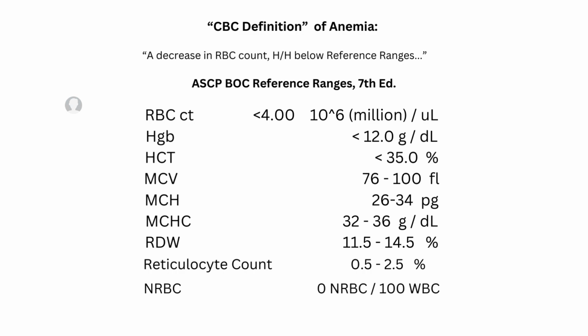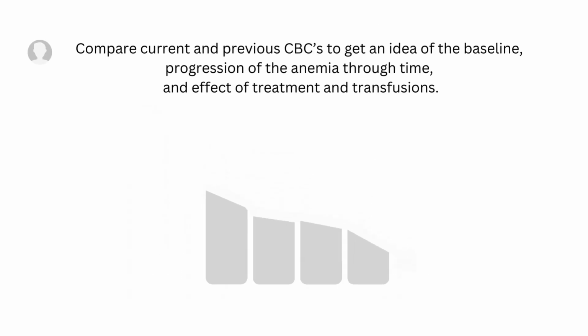RBC count is less than 4 million per microliter, hemoglobin less than 12 grams per deciliter, hematocrit less than 35%, and pay particular attention to MCV, which is stated as 76 to 100 femtoliters, and be familiar with the units as well as the values because you will be required to have them as part of your knowledge to answer the questions in the ASCP Board of Certification exam. I included retic count and NRBC values as well. It is important for the healthcare provider to get a baseline CBC and see progression of the anemia through time and the effect of treatment and transfusions.